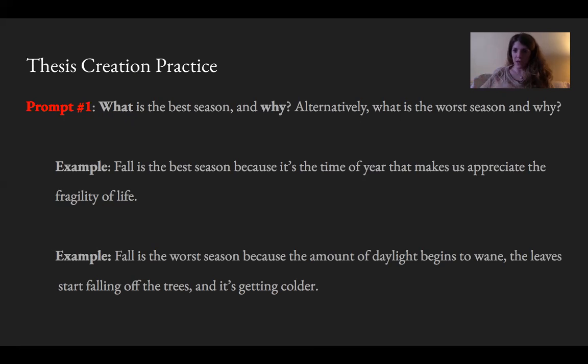In fact, this is just highlighting the fact that this is a very arguable thesis, because someone could argue on either side, either that fall's the best or fall's the worst, and they might be right depending on what evidence that they choose to use and how they choose to explain that evidence.